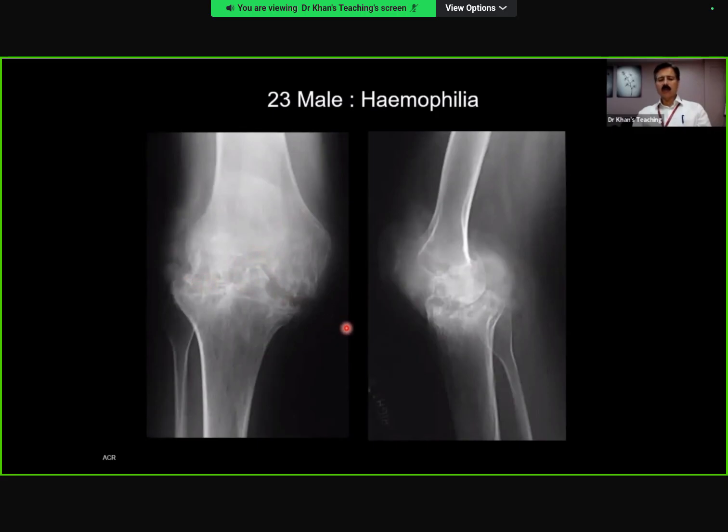But on a plain film, literature tells us that one of the findings is increased soft tissue density, as in this one, because of chronic hemorrhage. I will take this finding with a pinch of salt, but it is given in literature, so that's why I am showing you. This is the only way to differentiate between the two. If it is a young male patient, otherwise the radiology might be very similar.